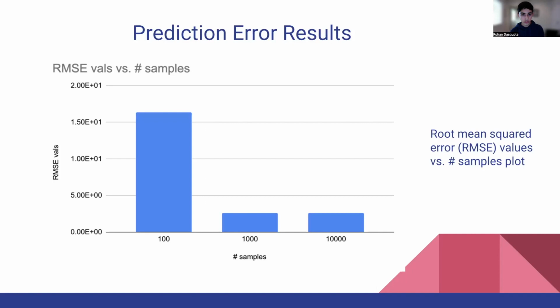And over here, we can see the prediction error results, basically the strength of the regression models overall on the number of samples. So basically, I took it for 100, 1,000, and 10,000 samples and represented a bar chart against the RMSE values, which is basically the root mean squared error. It basically explained the prediction error, the difference between the predicted targets and the actual targets that resulted as a result of the regression.